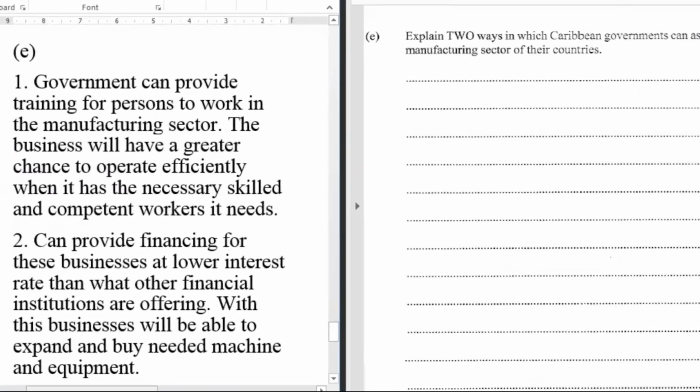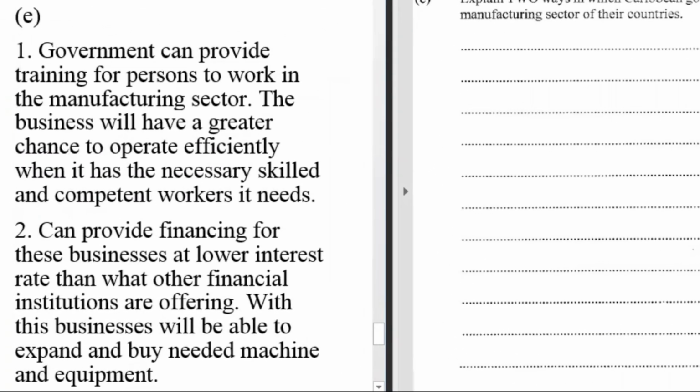One of the ways is that the government can provide training for persons to work in the manufacturing sector. The business will have a greater chance to operate efficiently when it has the necessary skilled and competent workers it needs. Also, another way is that the government can provide financing for these businesses at lower interest rate than what other financial institutions are offering. With this, businesses will be able to expand and buy new machine and equipment.